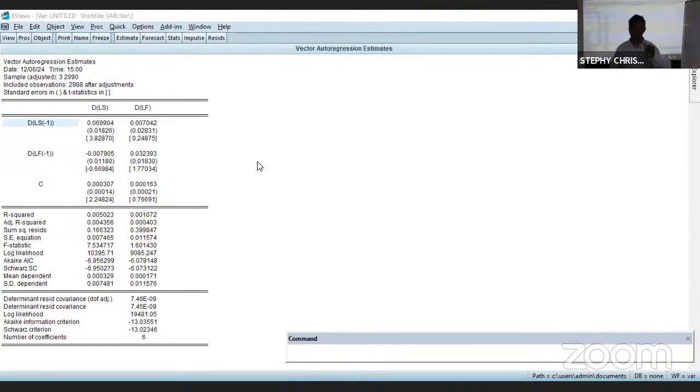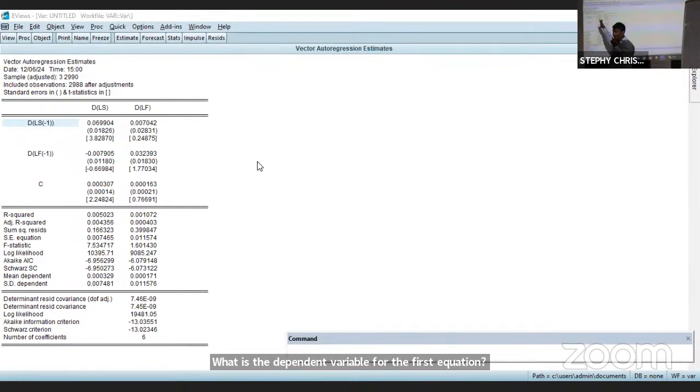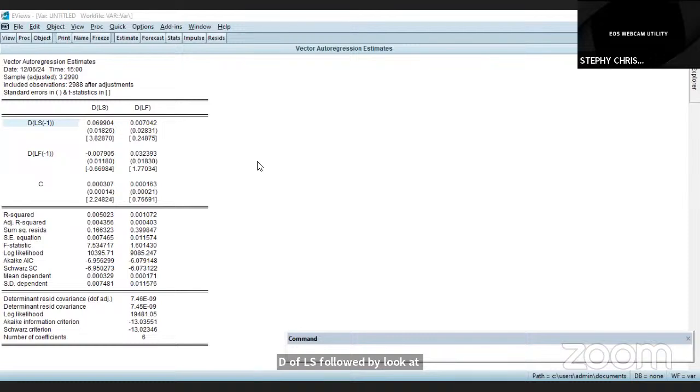Yeah. Look here. Listen here. What is the dependent variable for the first equation? D of LS, followed by, look at vertical, D of LS minus 1, D of LF minus 1, constant. So which coefficient is important here? This is important. Is it statistically significant? Sir, how to see?